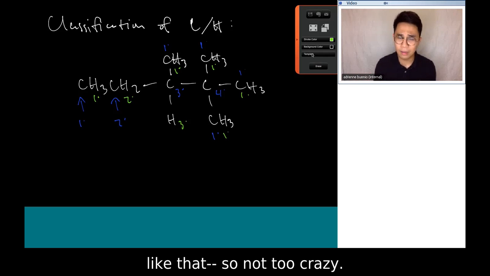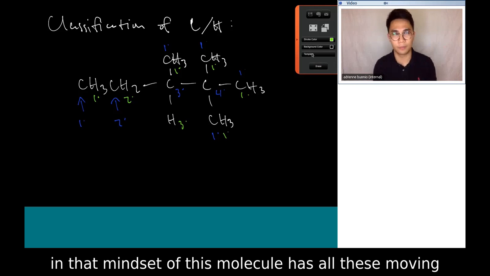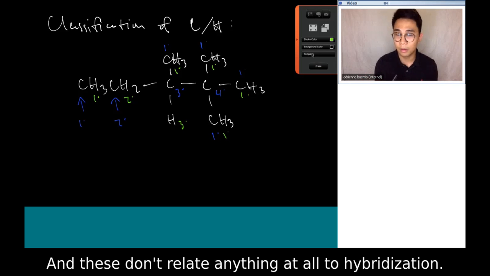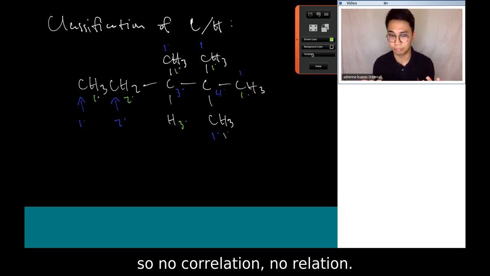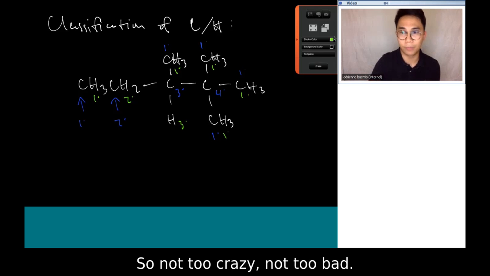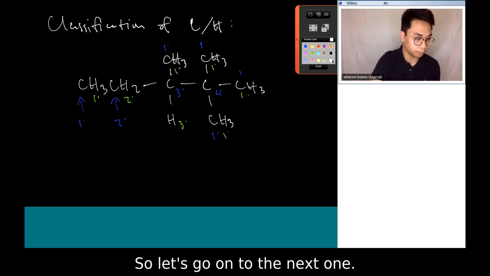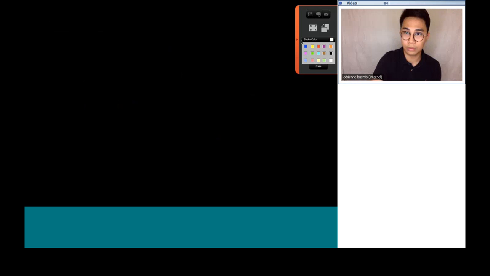So not too crazy. If anything, this is just having you in that mindset of, okay, this molecule has all these moving parts, right? And these don't relate at all to hybridization, right? So these are all sp. So no correlation, no relation, right? Okay, so not too crazy, not too bad. So let's go on to the next one. Our next topic is nomenclature, which is huge, right?